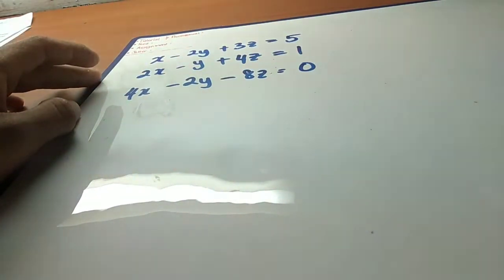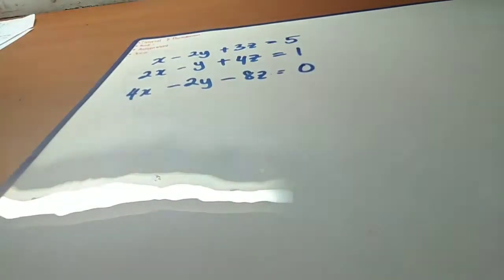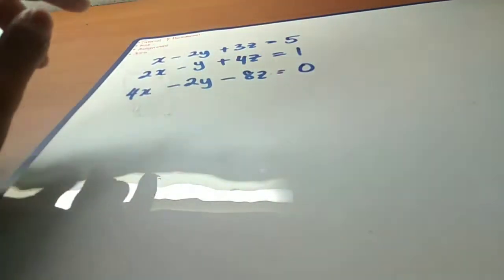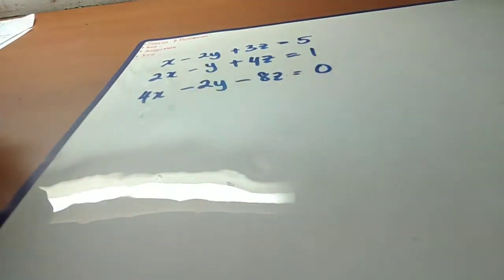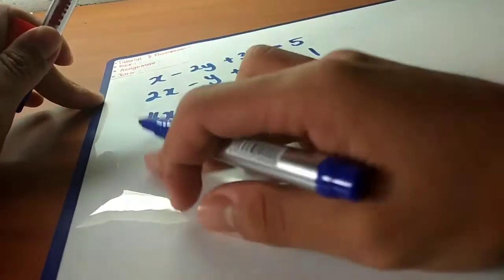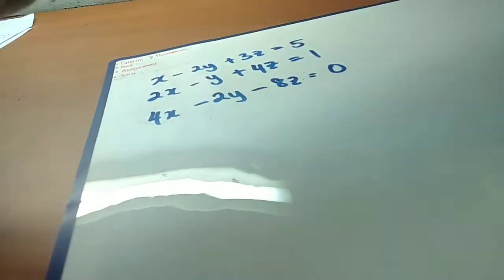So we have three variables which are x, y, and z. We are going to solve for the values of x, y, and z. First of all, I'm going to introduce you to my own step-by-step technique to solve this problem. So what's the first step to solve this question?